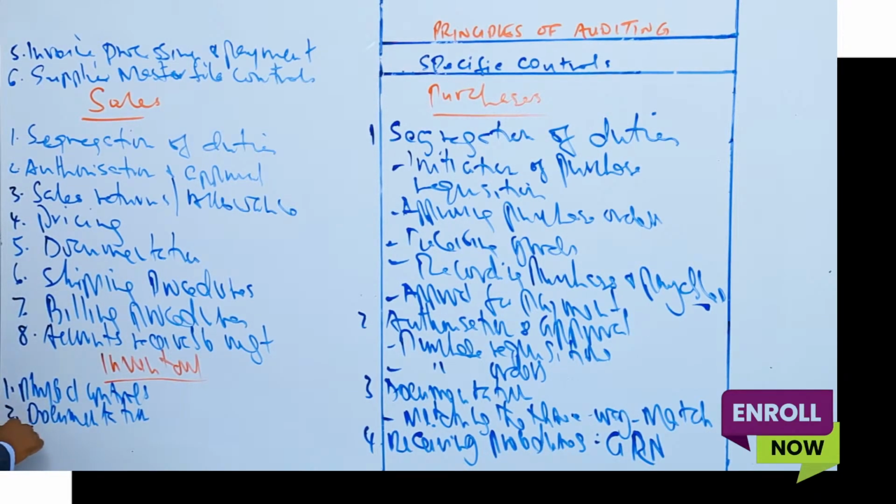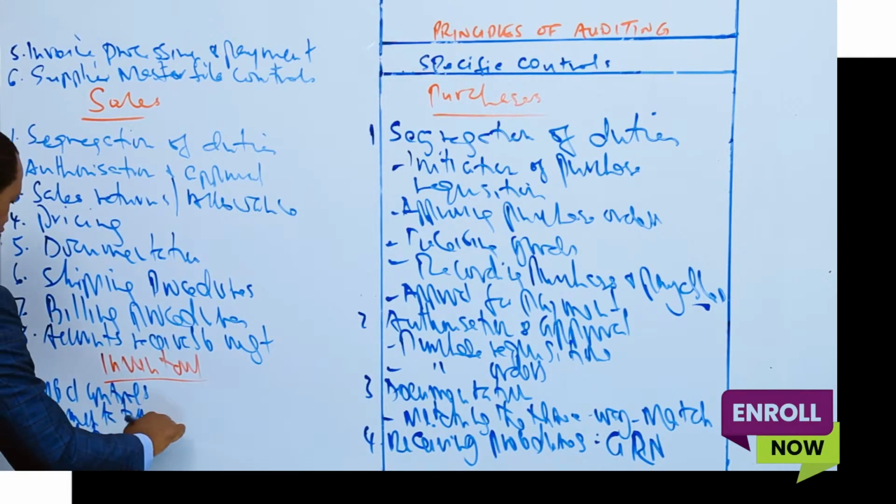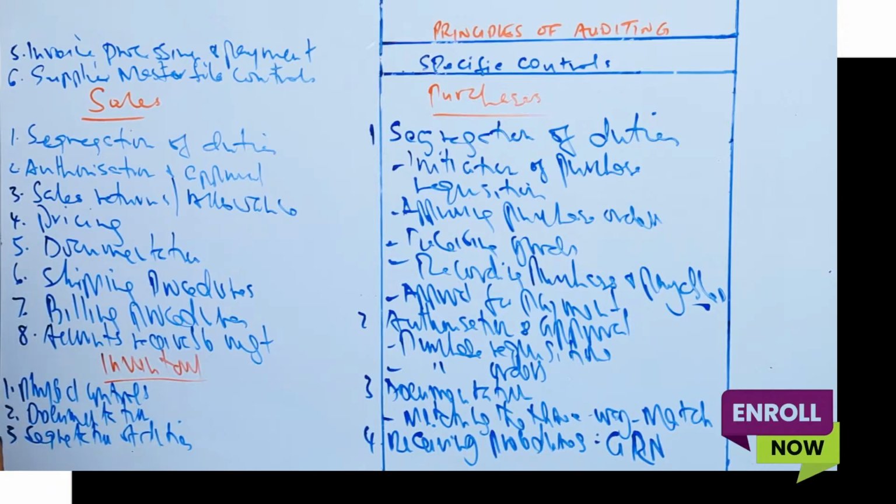3, segregation of duties. Segregation of duties is another control over inventory. That means separating duties between custody of inventory, number 1. Number 2, record keeping of inventory. Number 3, procedures to ensure inventory is valued accurately or correctly, and so on. So all those areas should be segregated.